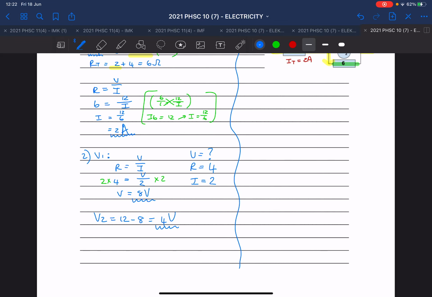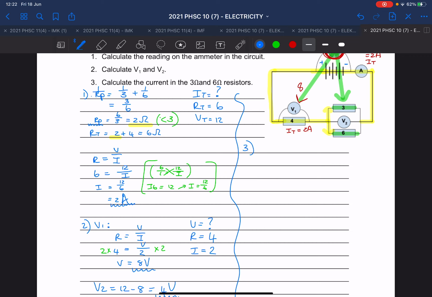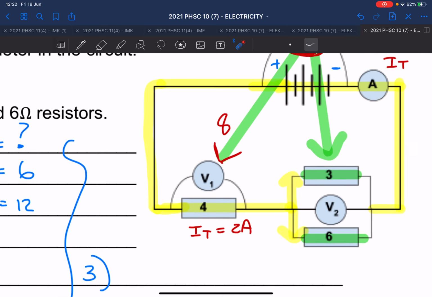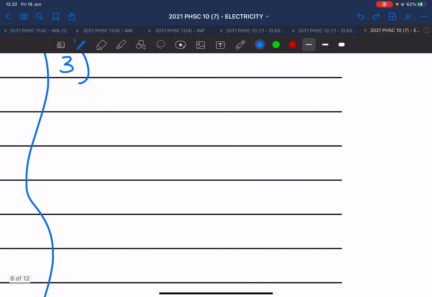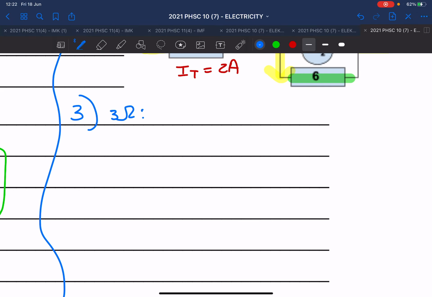Then I ask you at question 3: calculate the current in the 6 and the 3 ohm resistor. So they want to know, of the 2 amperes there, how many go through the 3 and how many go through the 6. Okay, so let's first look at the 3 ohm resistor. We want the current, volts, resistance. The resistance of the 3 ohm resistor is 3.